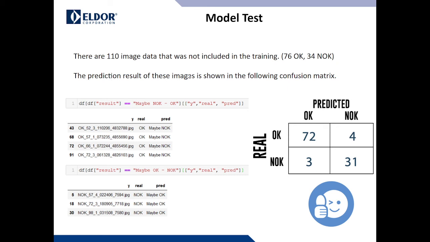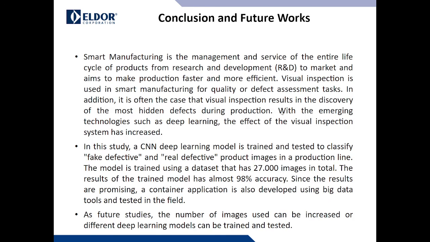The prediction result of these images is shown in the following confusion matrix, and 72 were okay, and also we said okay. And we can say that it's a true positive. And also 31 were not okay, and also we predicted not okay. It is a true negative, I can say that. And also we missed 7 images. 4 images were okay, but we predicted not okay. Also 3 images were not okay, but we predicted okay. These are false negative and false positive images.